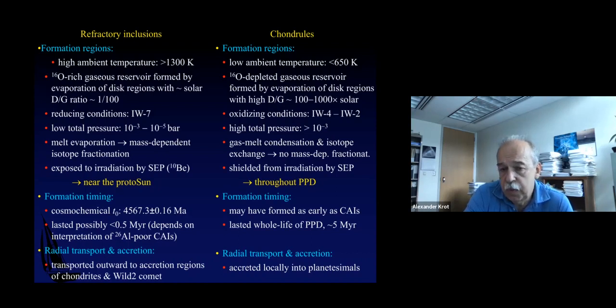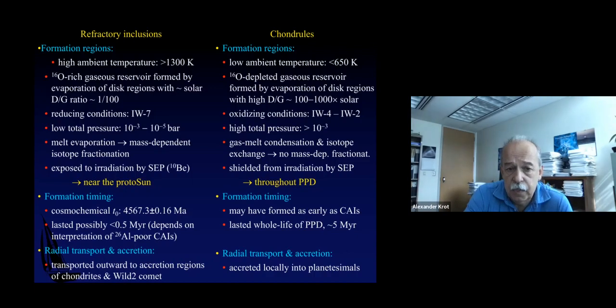Whereas chondrules formed in an O16 depleted gaseous reservoir, and this gas formed by evaporation of dust rich regions of the disk, where the dust to gas ratio was 100 to 1000 times solar. Refractory inclusions formed under highly reducing conditions, whereas chondrules formed under highly oxidizing conditions relative to the solar value. Refractory inclusions formed in a disk region with low pressure. Chondrules formed in a region with high total pressure.